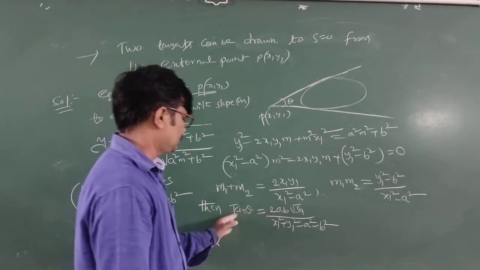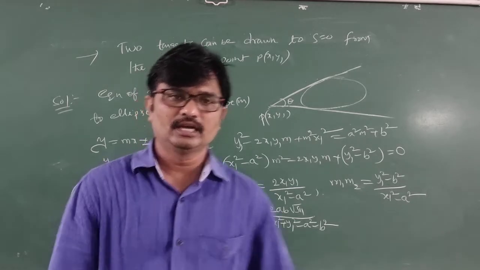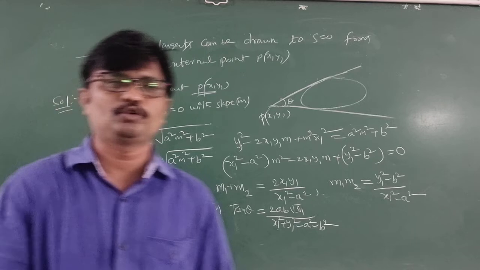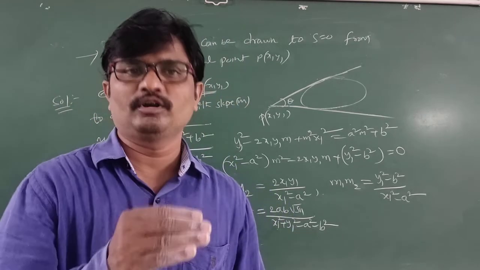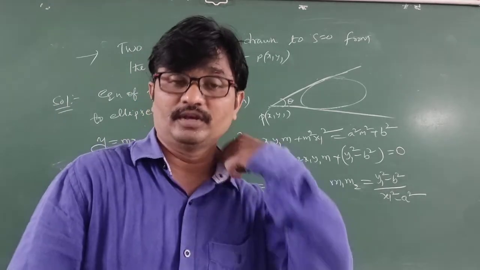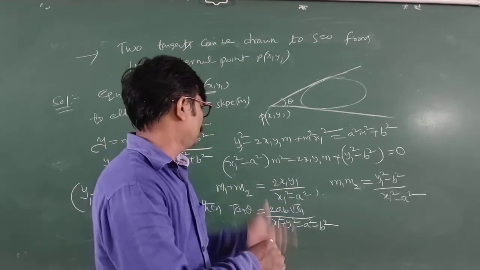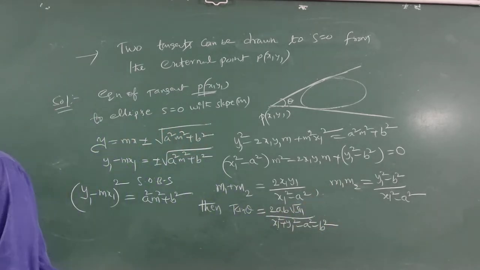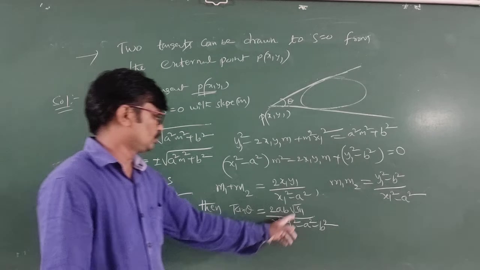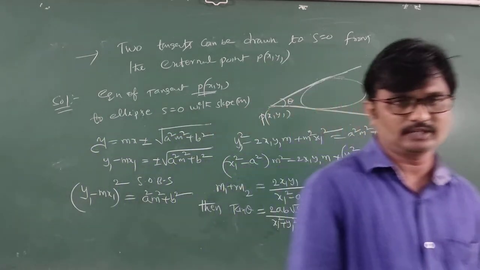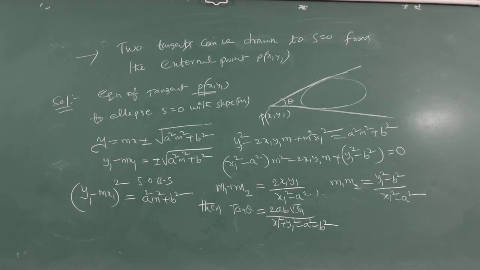How do we get this, students? We take modulus of tan theta equal to modulus of m1 minus m2 by 1 plus m1 m2. The m1 minus m2 we can write as the square root of m1 plus m2 whole square minus 4 m1 m2. After simplification, we get, students, 2ab root of s11 by mod x1 square plus y1 square minus a square minus b square. This is the tan theta.